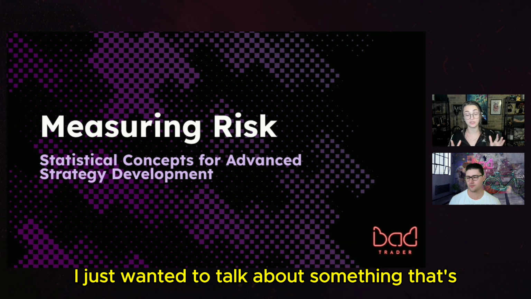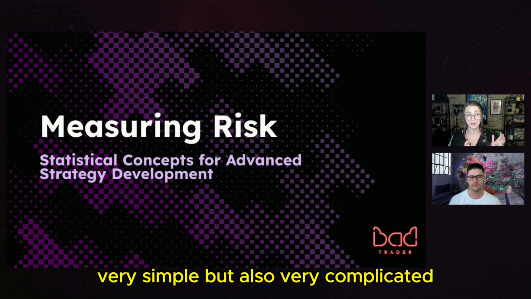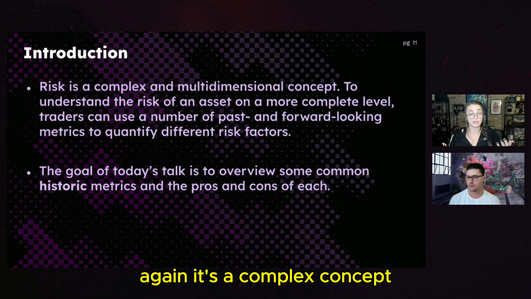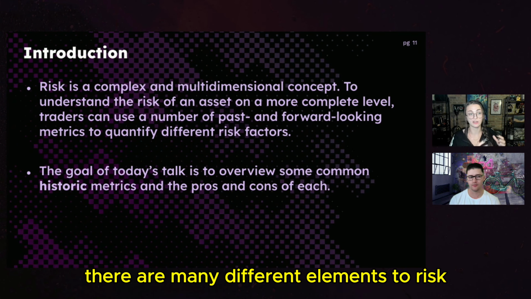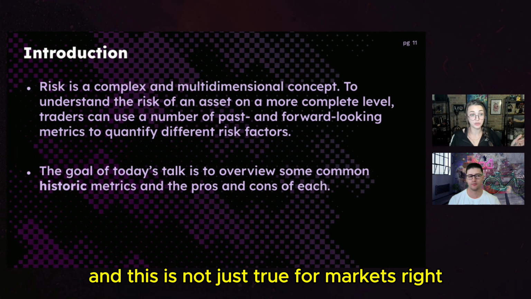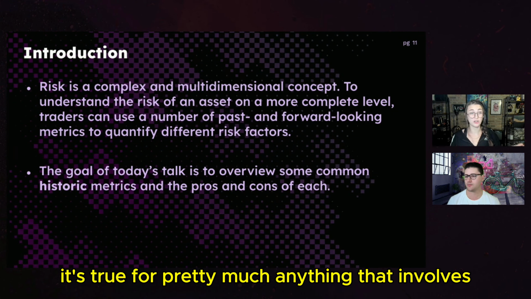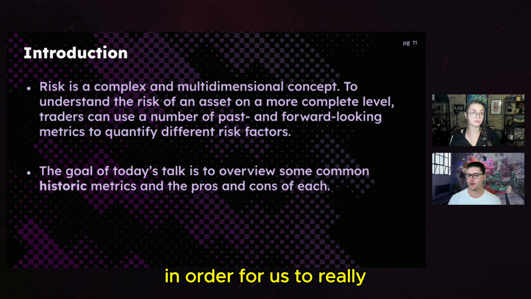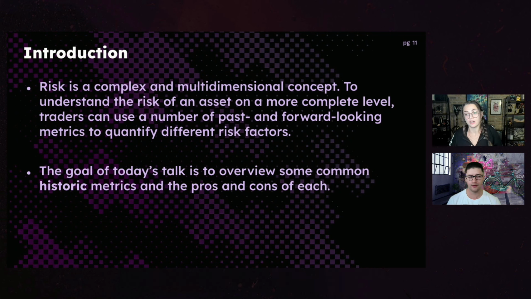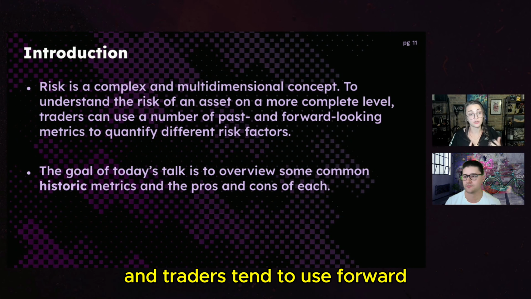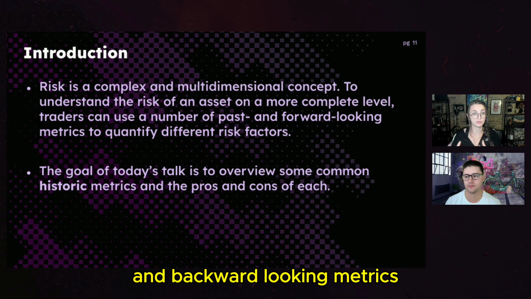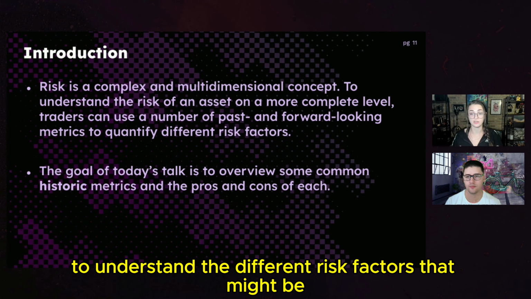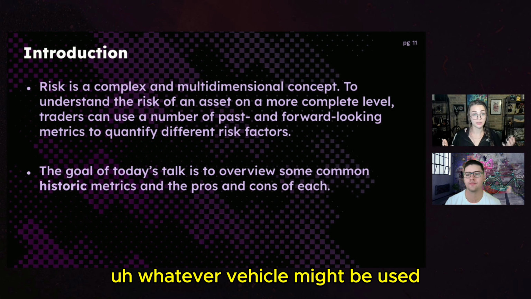So today, I just wanted to talk about something that's very simple, but also very complicated, which is measuring risk. Again, it's a complex concept. There are many different elements to risk, and this is not just true for markets, right? It's true for pretty much anything that involves any degree of uncertainty. Risk is multidimensional. So in order to more completely understand risk, we need a number of different metrics. Traders tend to use forward and backward looking metrics to complete a profile to understand the different risk factors that might be affecting an investment, whatever vehicle might be used.